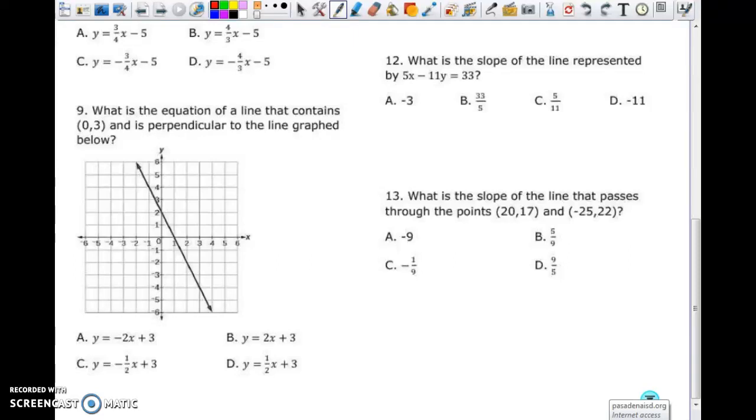Alright, the last video is really quick. We're just doing 12 and 13. Number 12 is asking the slope of the line represented by 5x minus 11y equals 33.